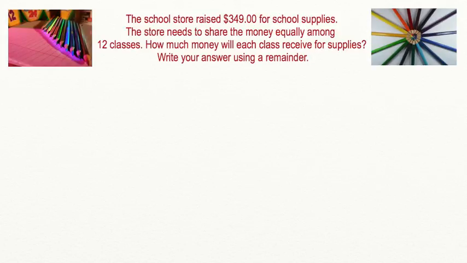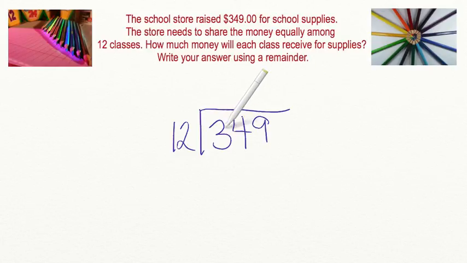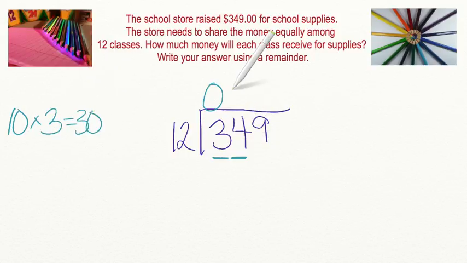So let's start by setting up our division problem. We have $349 that we will be dividing equally among 12 classes. Our first step is to round our divisor to the nearest 10. That's going to give us 10. Our second step is to see about how many times 10 can go into our first digit of our dividend. Since 10 is greater than 3, we're going to put a 0 as a placeholder and move on to our next place value. 10 can go into 34 about 3 times. So we're going to place a 3 as the first digit of our quotient.